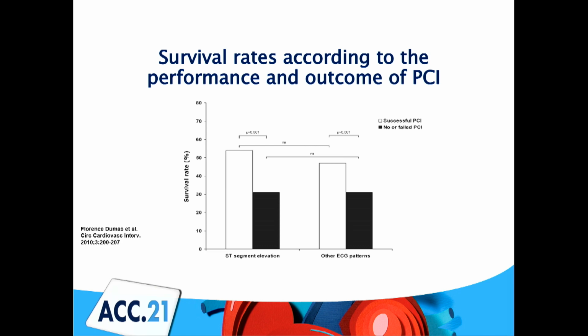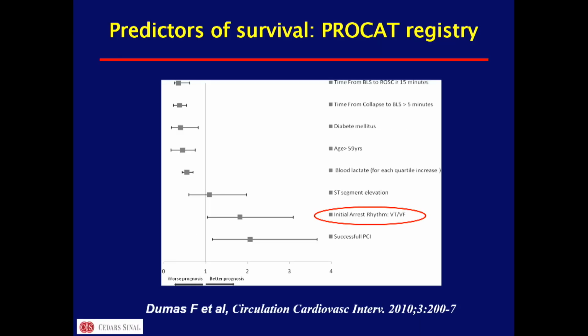And then there's a whole series of data that were observational that showed better outcomes, on the left is STEMI, on the right is non-STEMI, better outcomes when you get PCI than if you don't get PCI. But this is impossibly confounded. And so it was important for us to go through and actually have data.